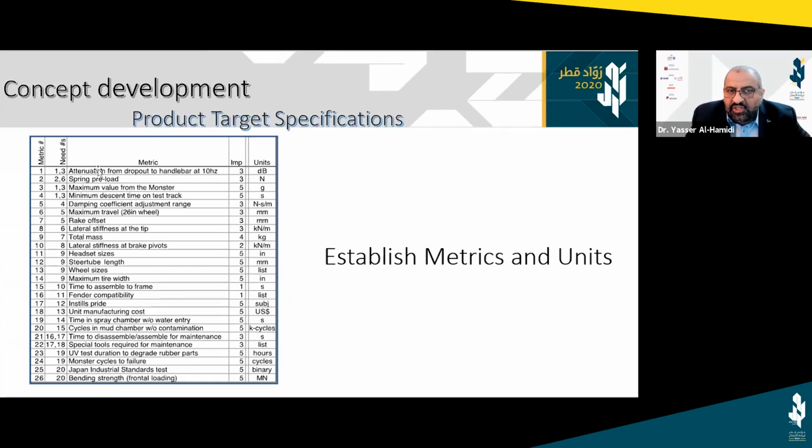So I can simply have all of these specifications with their units, and here the importance rating of a metric is derived from the importance rating of the need it reflects. Now, for cases in which one metric is directly mapped to a single need, like this one here, for example, the importance rating of the need simply becomes the importance rating of the metric.